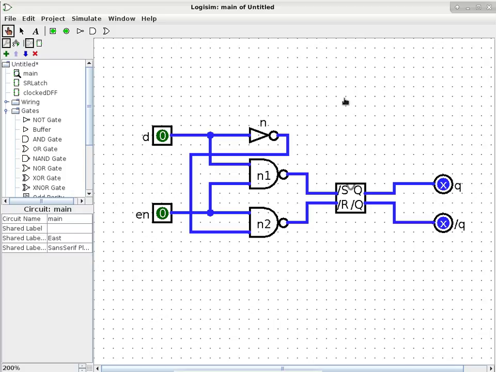So this is Q, and this is the negation of Q. That's pretty easy to understand. But what about the inputs? Why would the input be labeled as a negation? It's because it is called active low. So in this case, S and R are both active low signals, or active low inputs. What does it mean when it's active low?